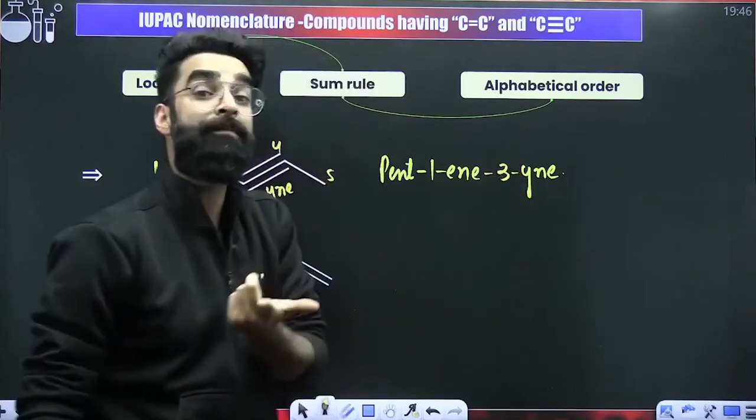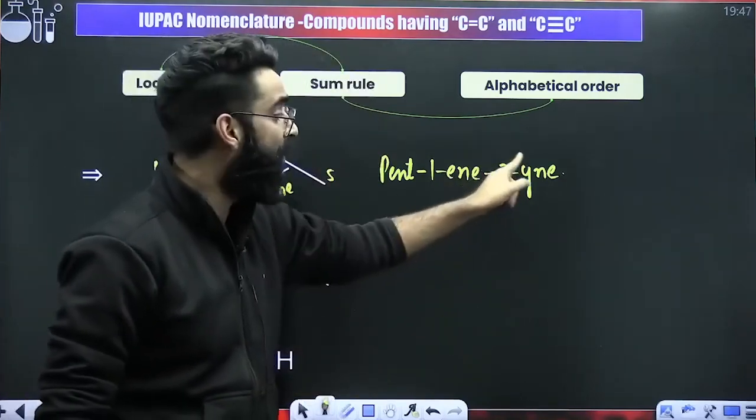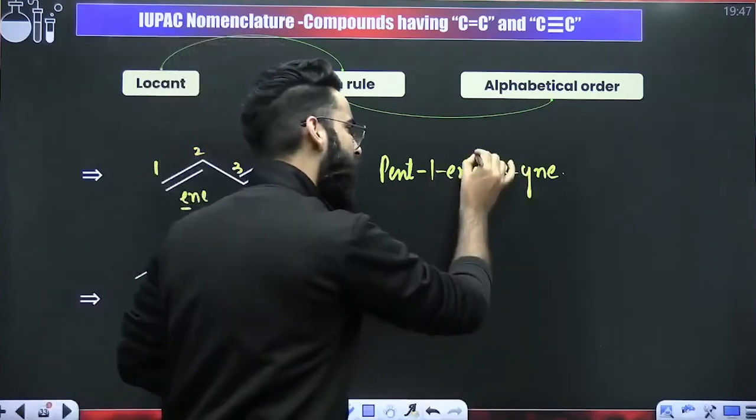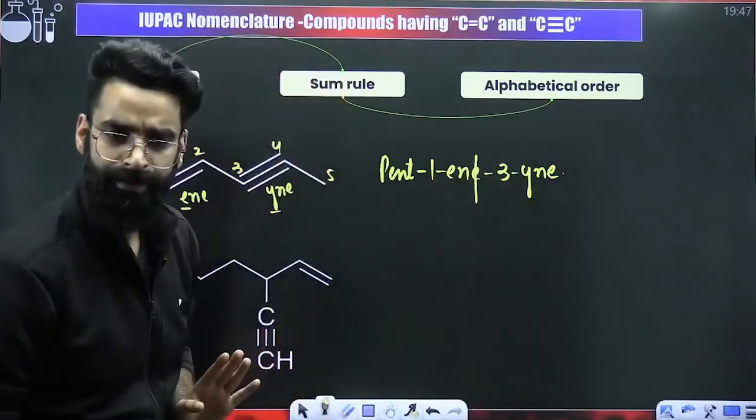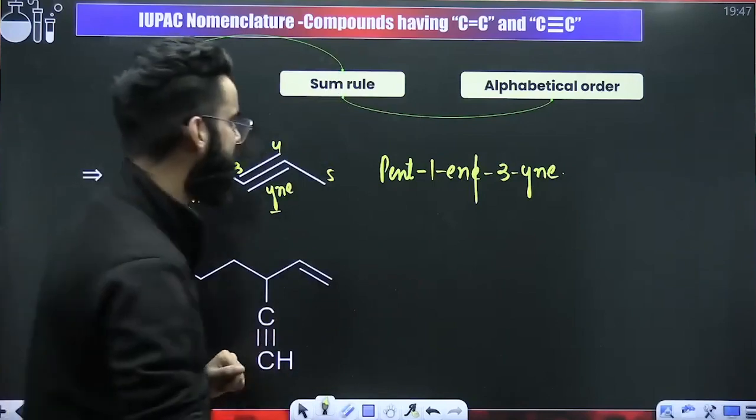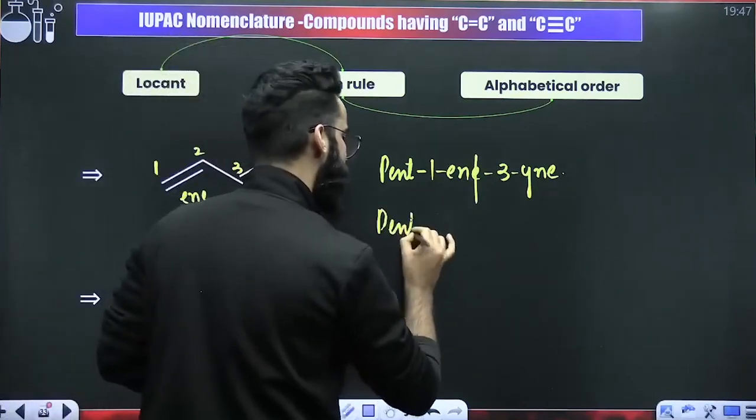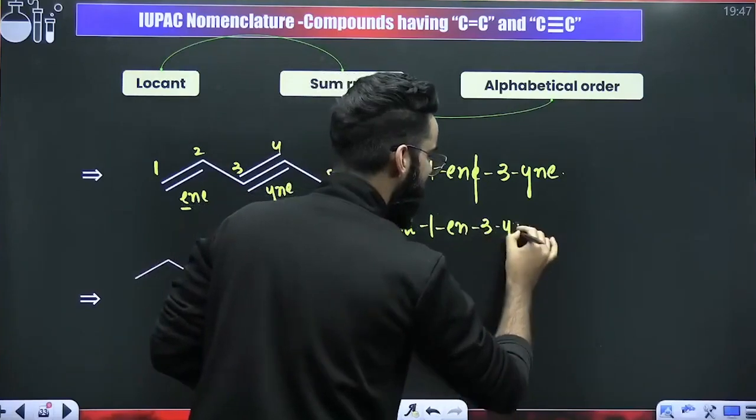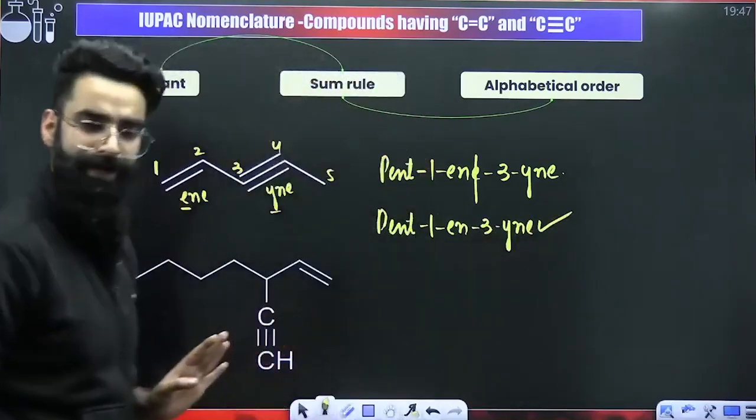But, my dear students, after E, a vowel sound is starting. Whenever after this E, a vowel sound starts, you have to drop this E. So what has to be the name? It is simply going to be pent-1-en-3-yne. This is going to be the name of the compound. As simple as that.